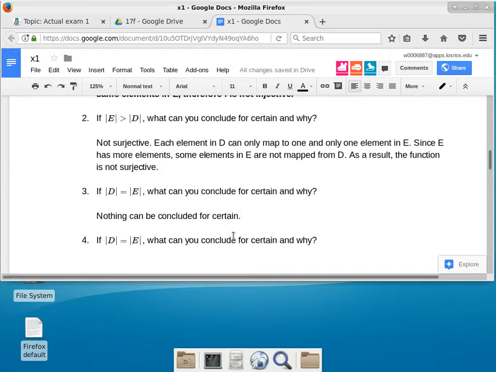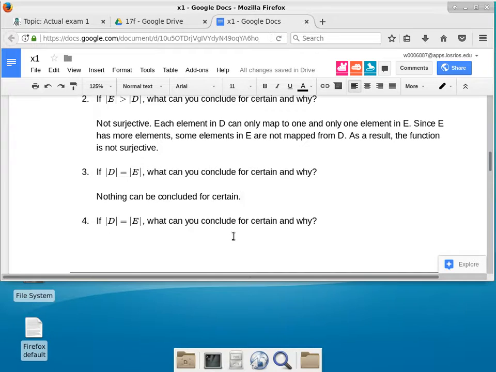And I think the next one is the same. Yep, they're the same. You can conclude the cardinalities are equal. Well, but that is given to you, so that doesn't count. I mean, you can certainly put it here in the answer. I would not count it wrong, but nothing can really be concluded here.